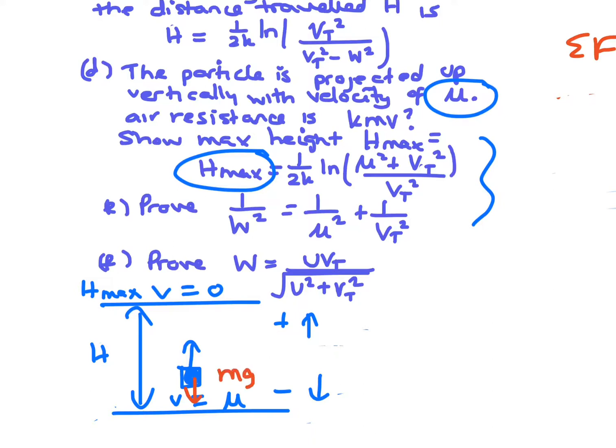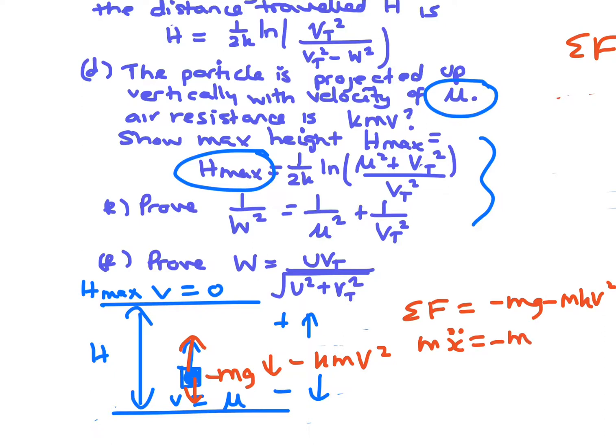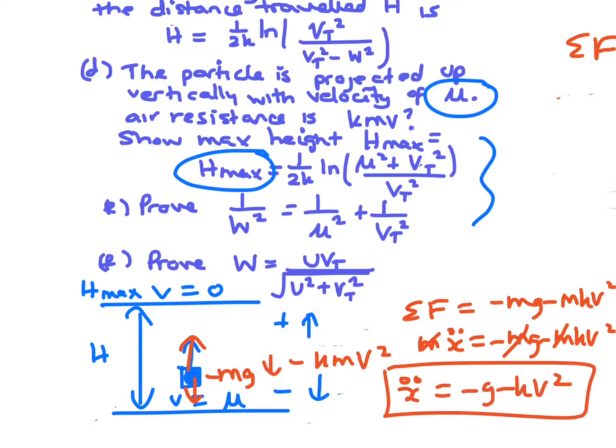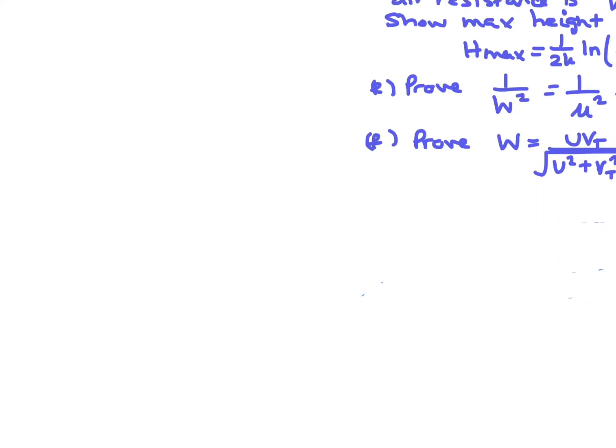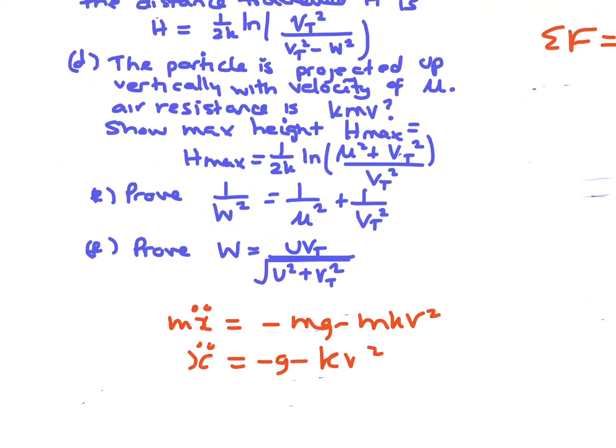So we've got mg for the weight, and the resistance force is minus kmv squared. It'll still be negative because it's going downwards, against the motion, which is going upwards. So the sum of the forces is minus mg minus mkv squared. So mass times acceleration is minus mg minus mkv squared. The m's go out. Acceleration is minus g minus kv squared. So now what that means is we have minus g minus kv squared.